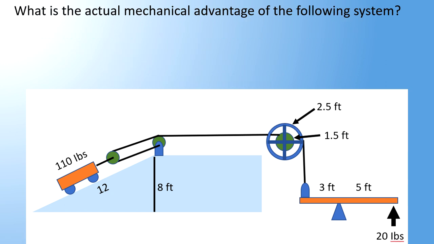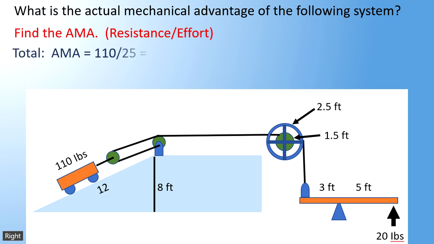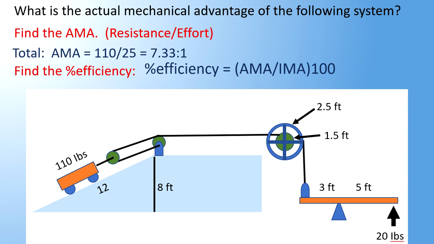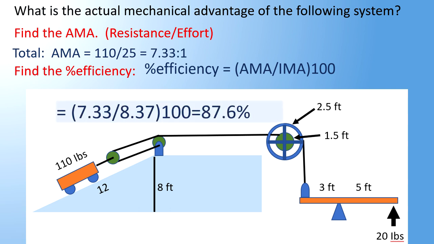Now the actual mechanical advantage is a little bit easier because again, it's just resistance over effort. So we've got 110 pounds divided by 25, which gives us 7.33 to 1. To get the percent efficiency, actual mechanical advantage is 7.33 divided by our ideal mechanical advantage of 8.37. And I just rounded off to the 10th place, so we get 87.6%. So with compound machines, we just calculate the mechanical advantage of each of the simple machines and we multiply them together.